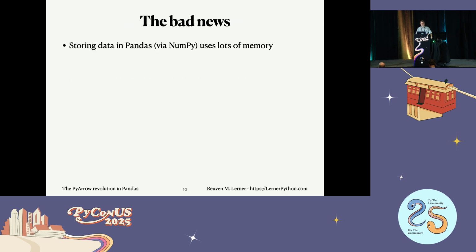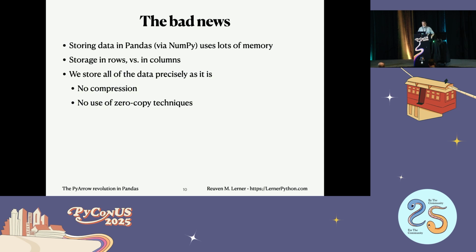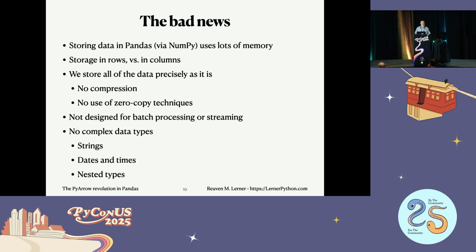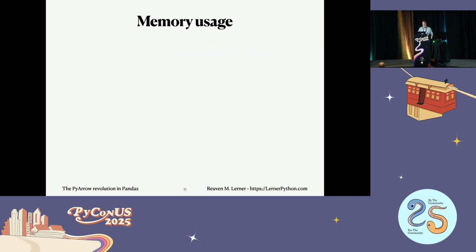That's the good news. The bad news is that storing data in Pandas via NumPy uses lots of memory. Even though each Pandas column is its own NumPy array, it still has to do this dance between rows and columns, because at the end of the day, NumPy is storing things in rows. We store the data exactly as it is, so there's no compression and there are no zero copy techniques. It's not really designed for batch processing or for streaming. And complex data types, forget about it. Strings, sort of, kind of, almost. Dates and times, they do work. Nested types, no.